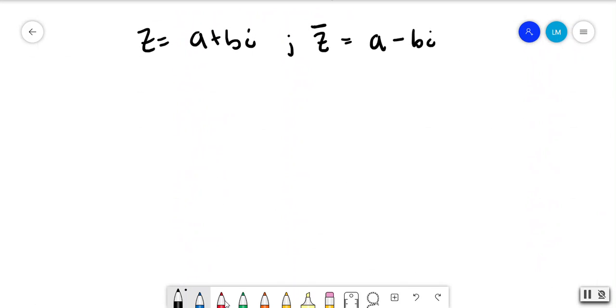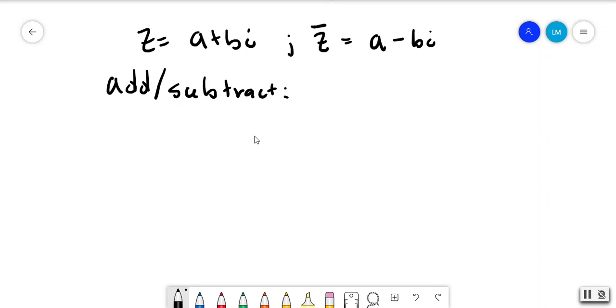Now, as we do this small review of complex numbers, we're going to consider what we can do with them. What you can do with them is almost the same as with real numbers. So you have addition and subtraction.